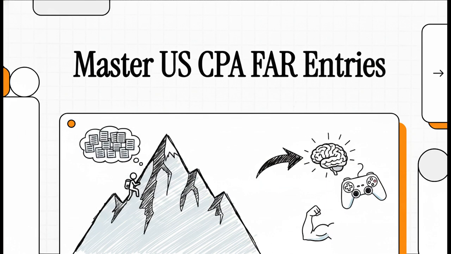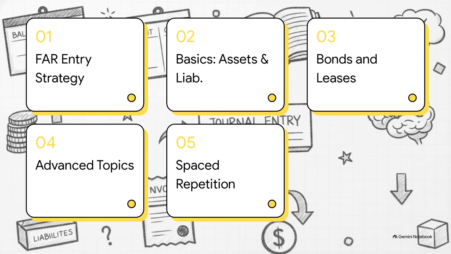exam. We're going to break down the mechanics, clear out all the clutter, and show you exactly how to build the rock-solid muscle memory you need to pass. Here's our game plan for today. We'll start with the core FAR entry strategy, then nail down the basics of assets and liabilities. After that, we'll tackle the toughest boss battles, bonds and leases, move into advanced topics like consolidations and taxes, and finally, lock it all in with spaced repetition.